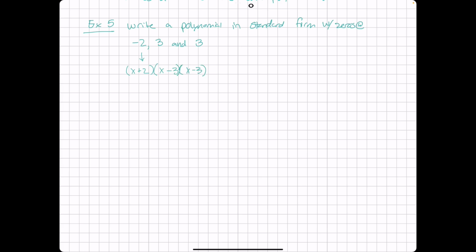The directions say to write it in standard form. So in other words, we need to do what? We have to do that thing that we did in example one. The multiplying it out thing, right?